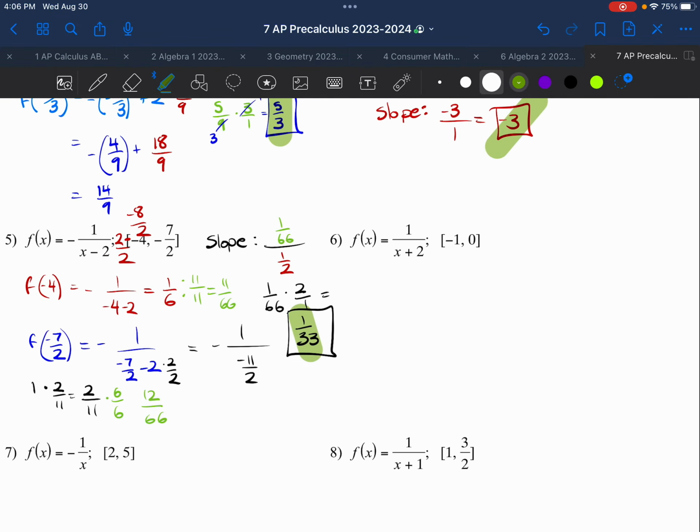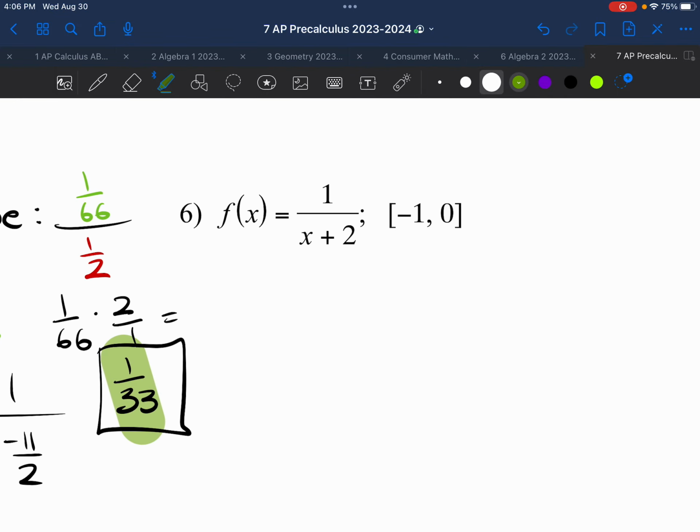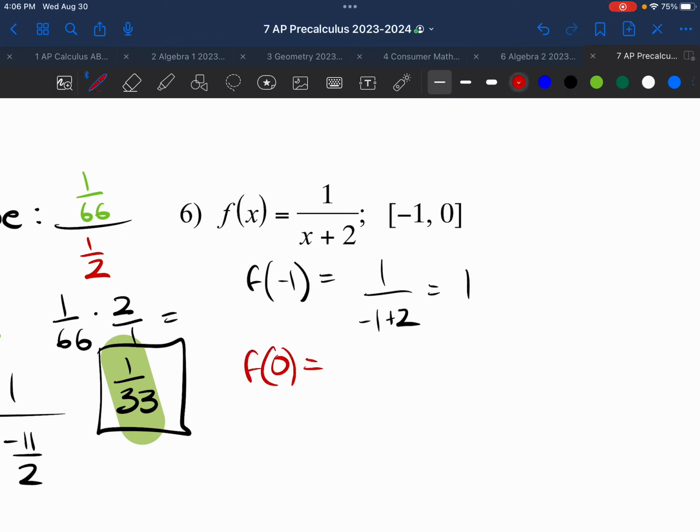I'm moving on to number 6. Kind of the same thing. I think this one's going to be a little bit easier though. We have f of negative 1, which is going to be 1 over negative 1 plus 2, which is 1 over 1, which is just 1. Second color here. F of 0 is going to be 1 over 0 plus 2. 0 plus 2 is 2. 1 over 2 is 1/2.